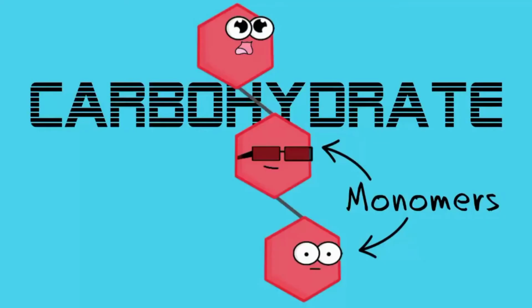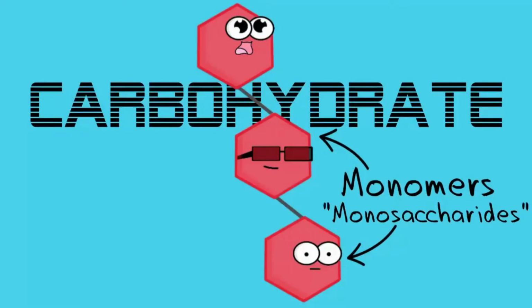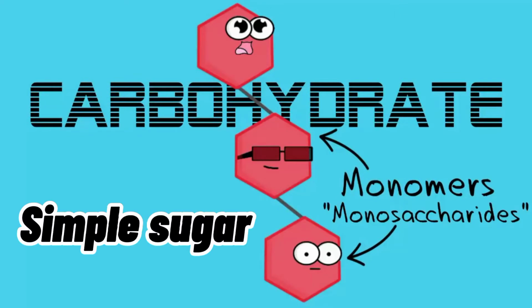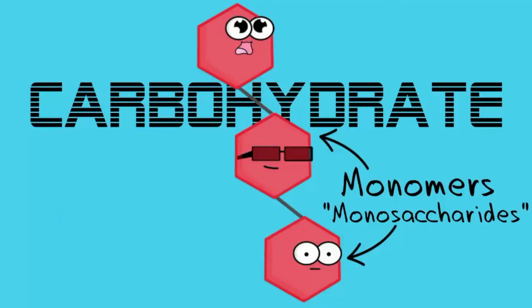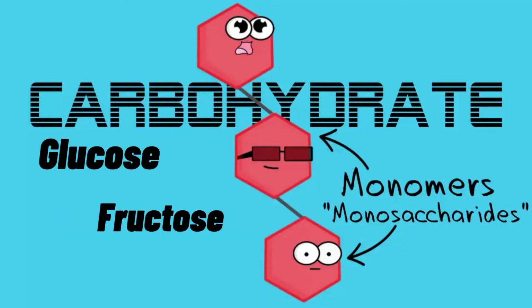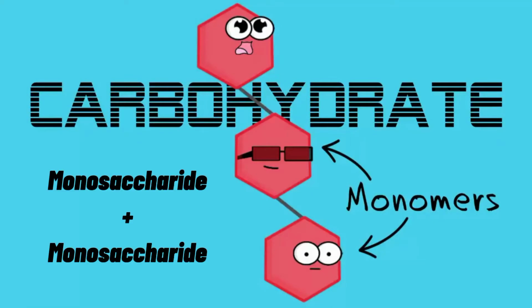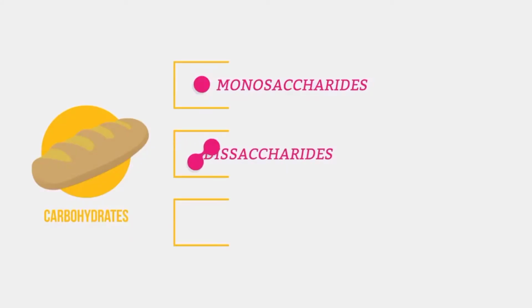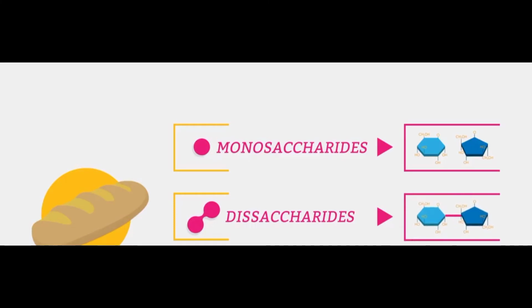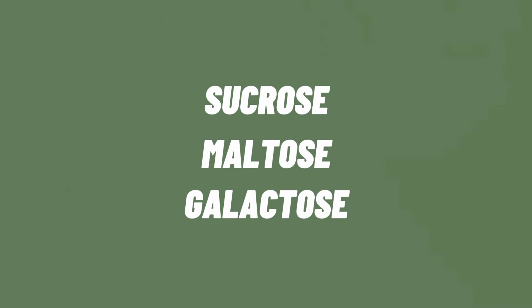The monomer for carbohydrates is the monosaccharide. It is called simple sugar and is the main fuel that cells use for cellular work. Monosaccharides include glucose, fructose, and galactose. Now, if 2 monosaccharides combine, we get what we call a disaccharide. It removes a water molecule in the bond. Common disaccharides are sucrose, maltose, and lactose.